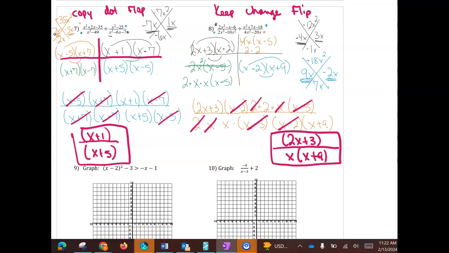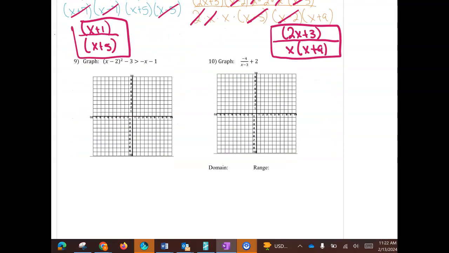All right, number 9 and 10. So 9 and 10, we are going to graph. This is just a review. So we'll have our left side, and we'll have our right side. So let's start with the right side here.